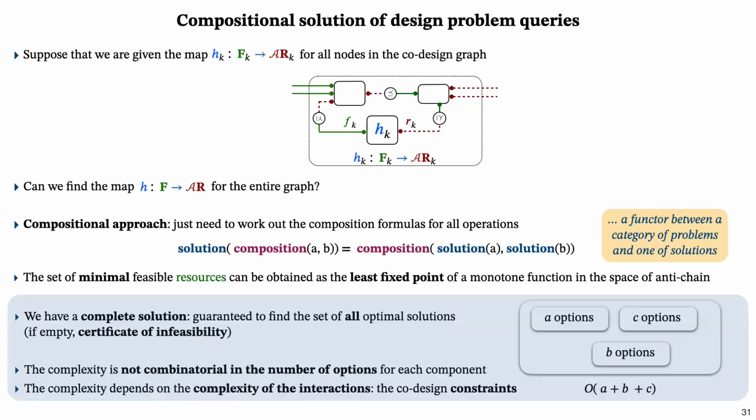And this algorithm has two properties. The first one is that it's complete, so I'm guaranteed to find the set of optimal solutions or a certificate of infeasibility. The second, more important result for us is that the complexity is not combinatorial in the number of options, but just linear. So when we are exploding boxes into other boxes and so on, this is a very important property, because if not, it would become intractable. Now, there are many asterisks. One asterisk is that the complexity actually depends on the interactions and the feedback constraints that I was showing before.